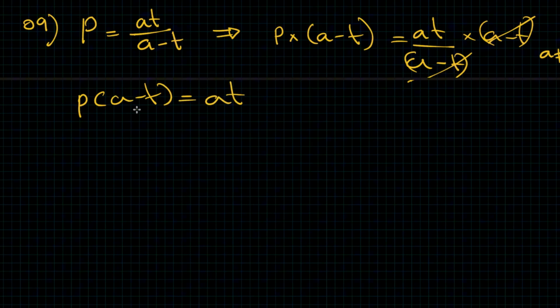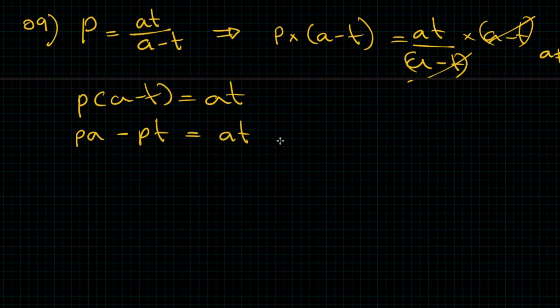Now we have A in two different places. Let's expand this part here. If I expand this part, I get PA minus PT equals AT. Now we have two terms with A. What we need to do is bring these two terms to one side of the equation. So I'm going to bring AT here.